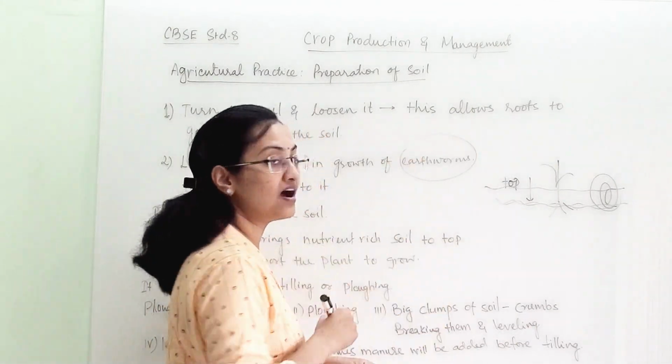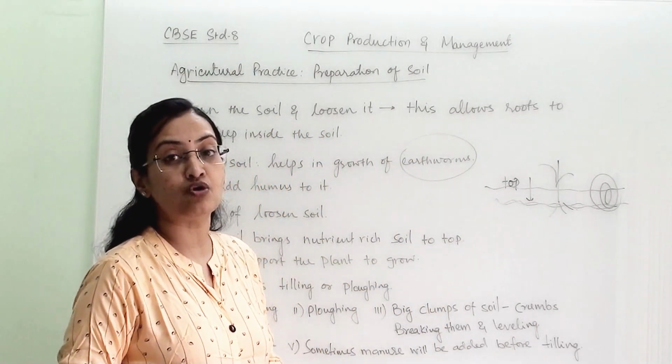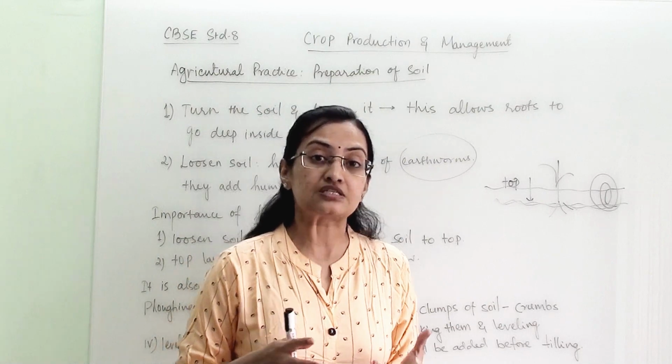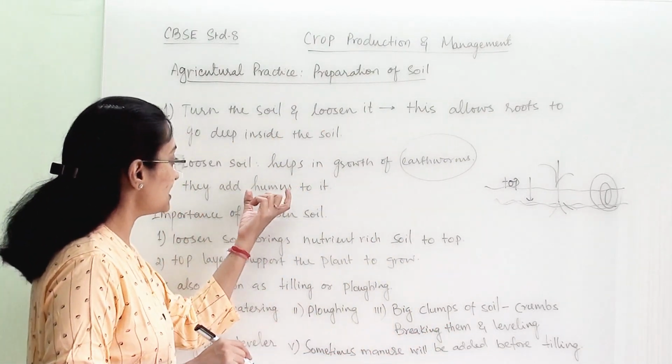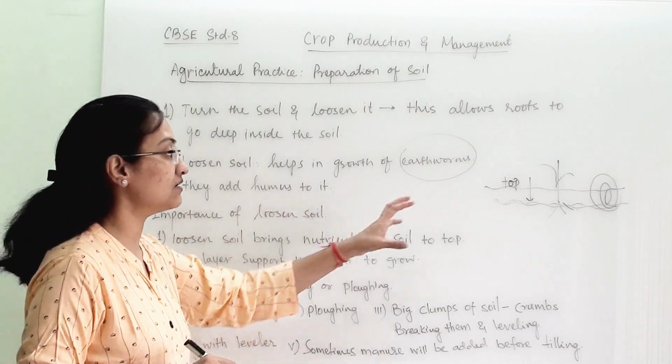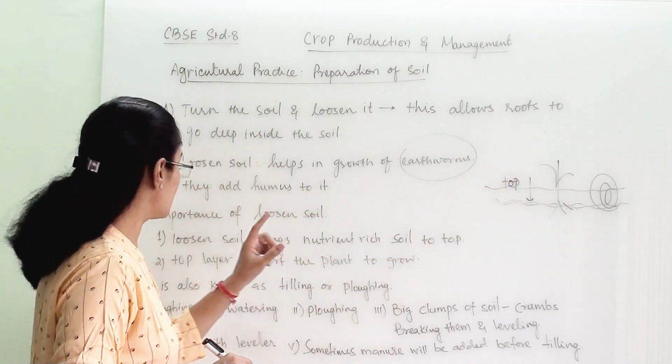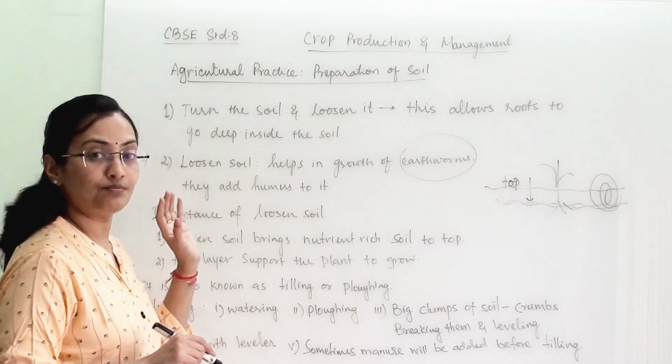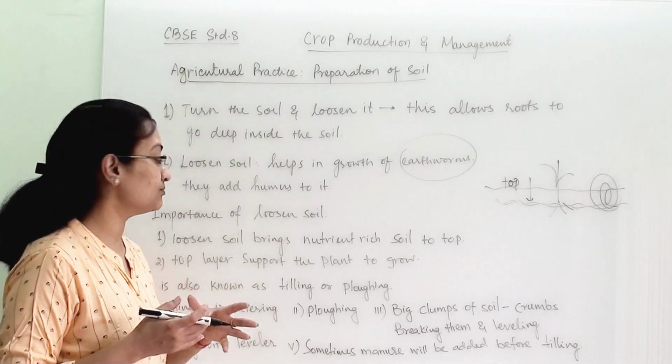Now earthworms are friends of farmers because they are adding humus to the soil, and it is a very important organic matter for plants to grow. So that's why these two are the basic advantages of loosening up the soil.